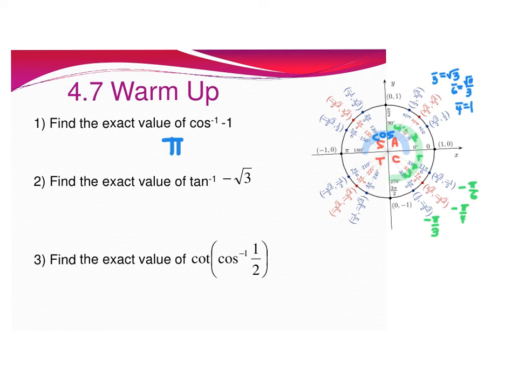Number 2, find the exact value of tangent inverse of negative root 3. So we said the over 3s are your root 3s, right? And if it's negative, that means negative pi over 3.